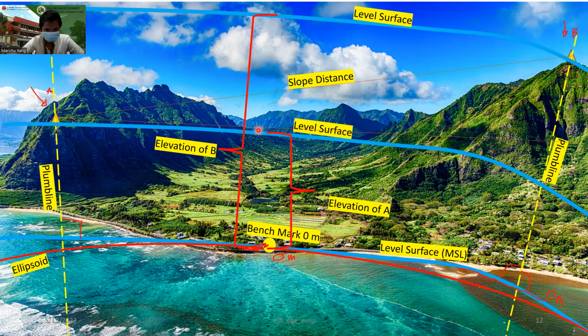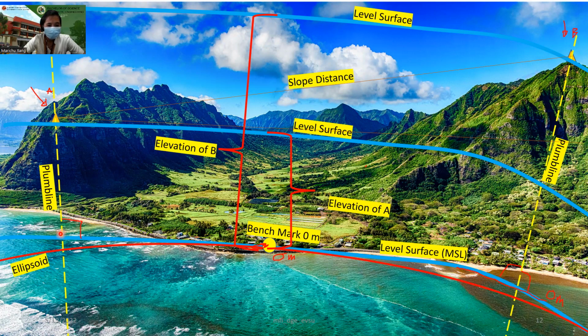So our horizontal line is tangent. Hindi siya masyadong na-clear. So that is tangent to our level surface. So this is our level surface. At this point here, naging tangent siya sa ating level surface, yung ating horizontal line. Again, this blue line here, dito ay yung ating geoid or yung ating level surface.